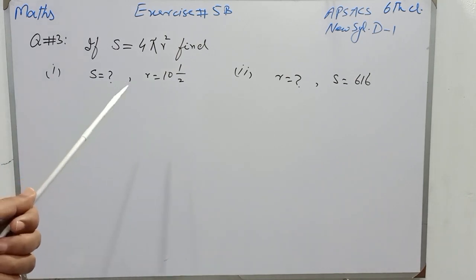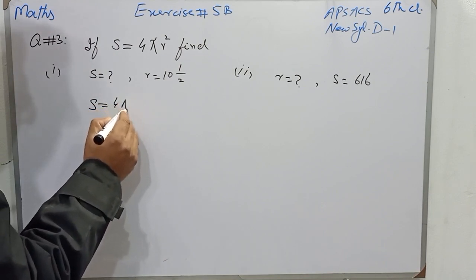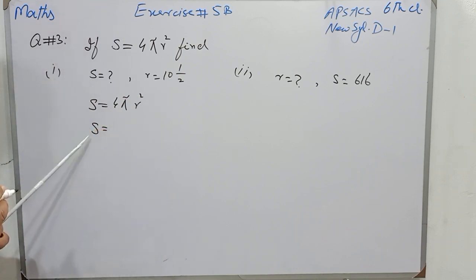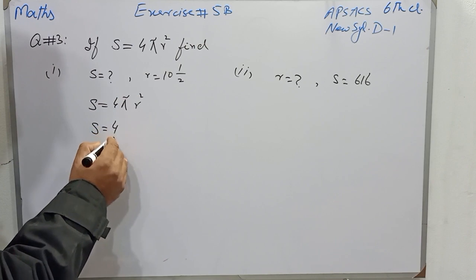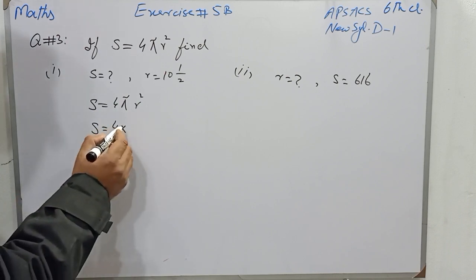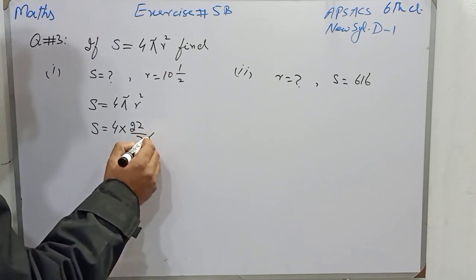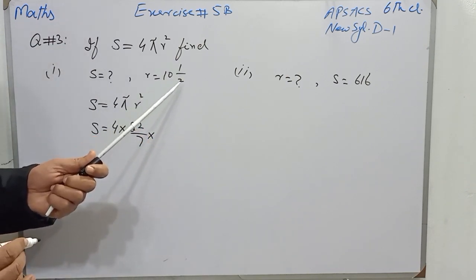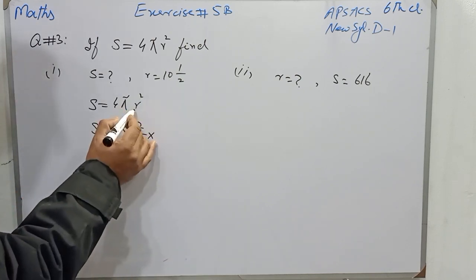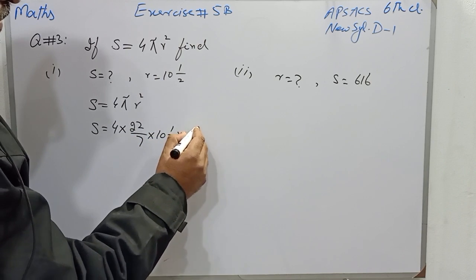Now students, we will apply the formula S is equal to 4 pi r square. We have to find the surface area, and that's why we will write S is equal to 4 multiplied by pi, which is understood to be 22 over 7 or 3.142. So here I will write 22 over 7, multiplied by r, which is 10 whole number 1 over 2, and here is r square. So we will write 10 whole number 1 over 2 two times for taking the square, written as 10 whole number 1 over 2 multiplied by 10 whole number 1 over 2.